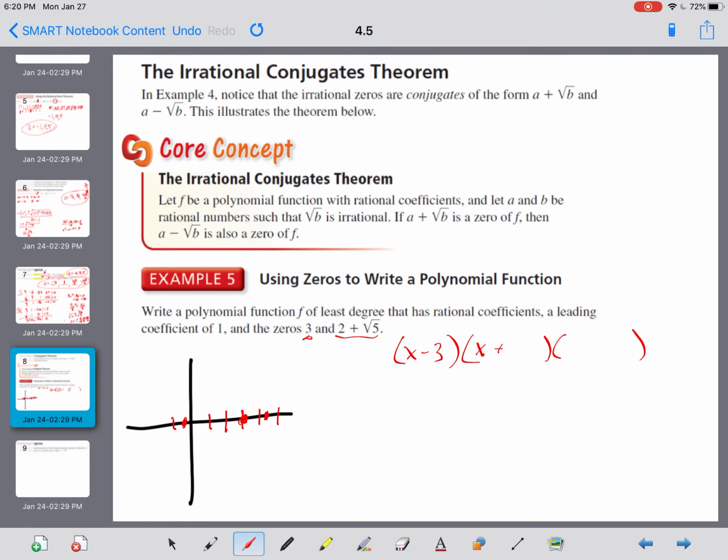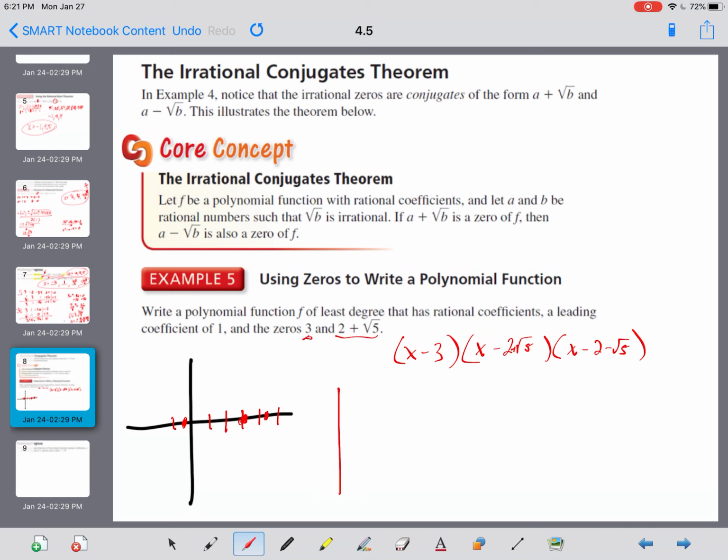X minus 3, actually, we're going to do minus. X minus the quantity 2 plus the square root of 5, and x, nope, actually it's going to be minus again, minus the quantity 2 minus the square root of 5. Okay, see those differences. I'm going to multiply the radical ones together first. Because they're conjugates, it's going to get rid of the radical part.